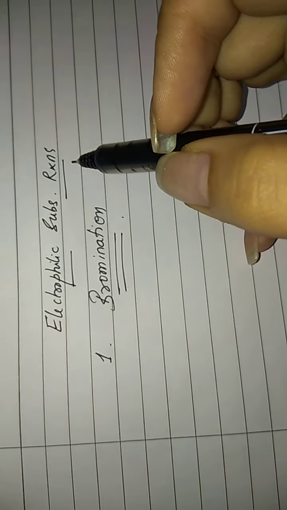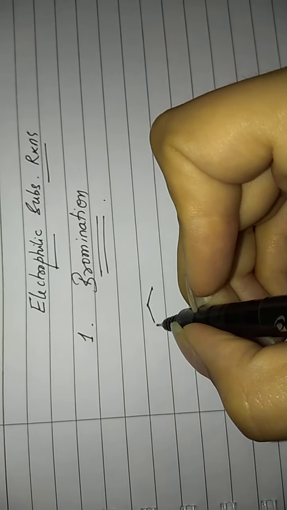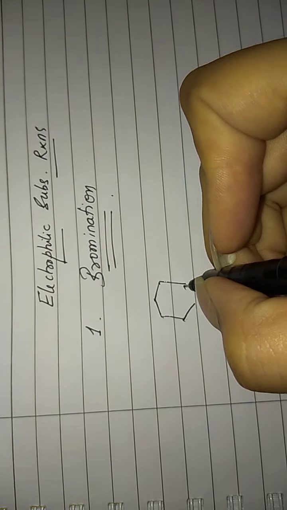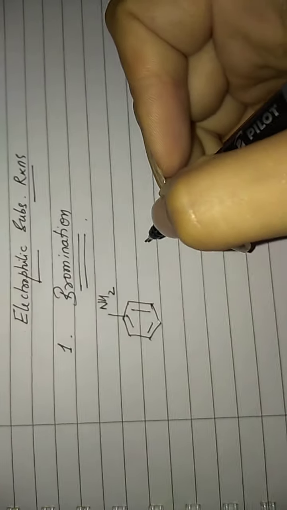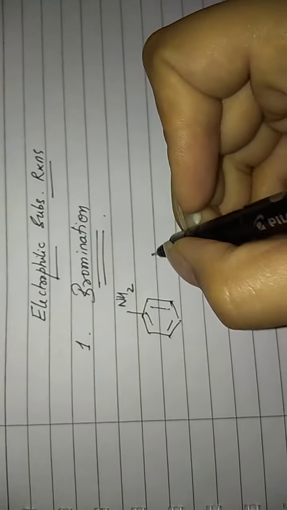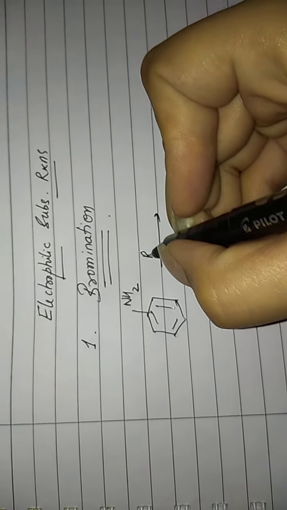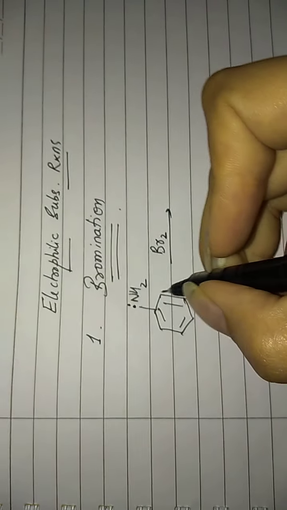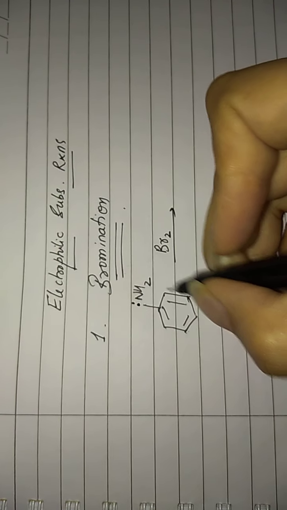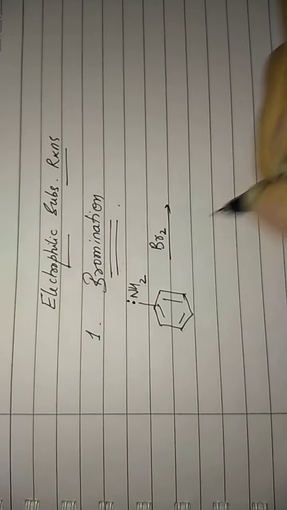Now electrophilic substitution reactions. First of all, bromination. Now if I take the compound aniline, we usually carry out the electrophilic substitution reactions on aniline only because that is what is a part of your syllabus. Now if I react this with bromine water, we know that because of resonance, this aniline develops a negative charge on the ortho and para positions.